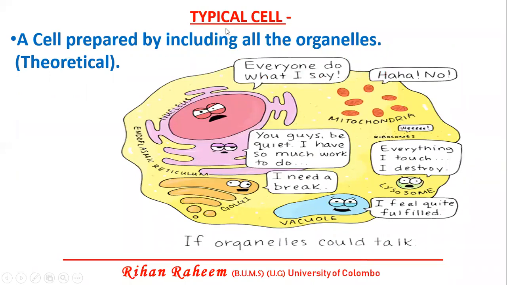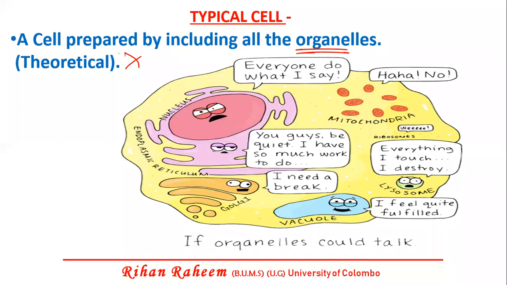If you look at a typical cell, the word typical means everything together. A cell prepared by including all the organelles is known as a typical cell. In real life, there is no typical cell. Like a typical student, is there a typical student? He's studying, he's doing sports, he's working, he's doing everything. No one is like that, everyone has some weakness. If you talk about a typical student, he has all the good character, no bad character at all. Same like that, a typical cell means all the organelles are put together. But in real life, if you take some of the cells in the head, it will have some organelles, and it will not have some other organelles. If you take some of the cells from the leg, some organelles will be present, some will not be present. So different places have different types of cells.